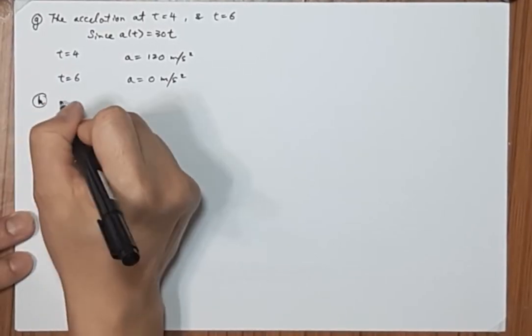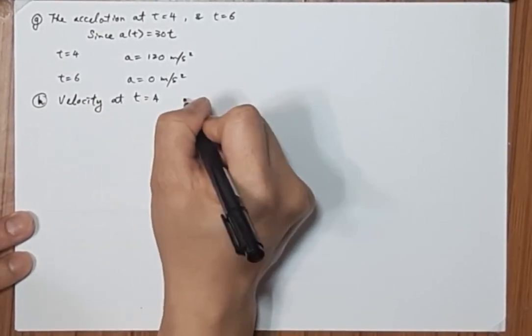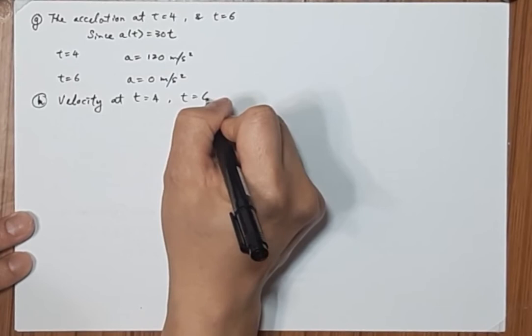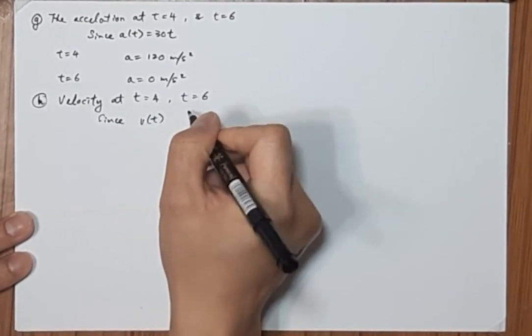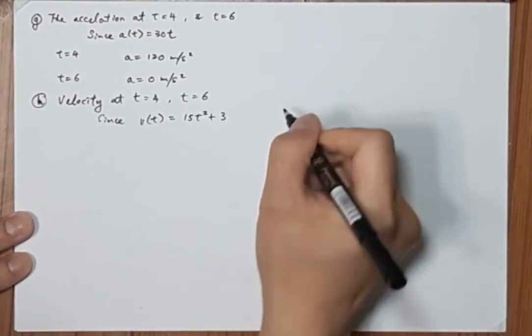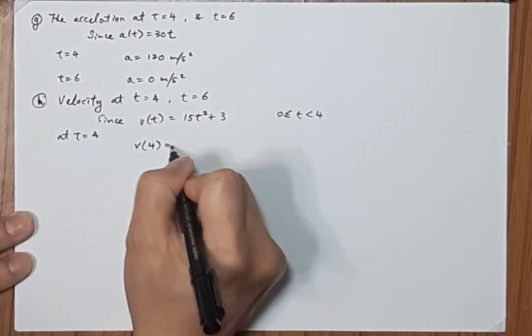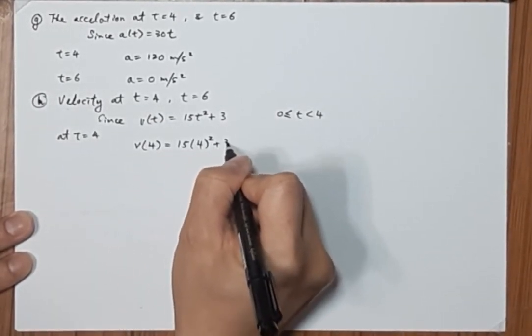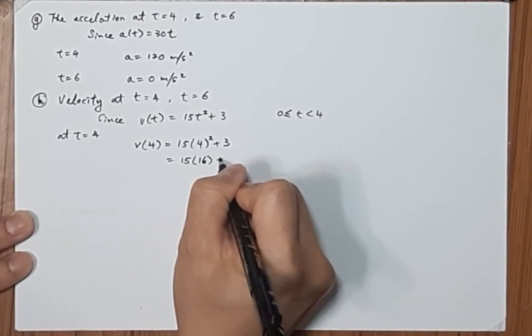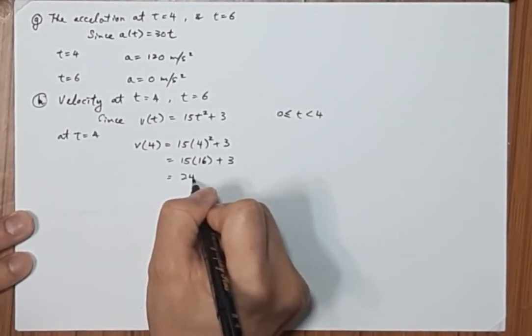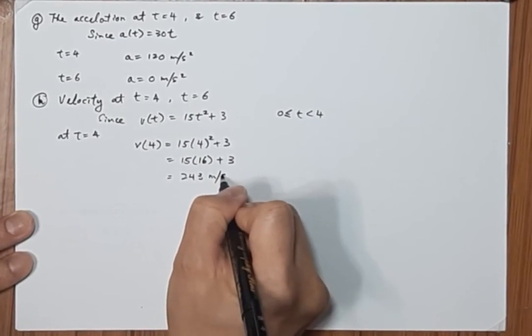In part H, we calculate the velocity at t equals 4 and t equals 6. Since v(t) is equal to 15t squared plus 3, for t from 0 to 4, at t equal to 4, v(4) is equal to 15 times 4 squared plus 3, equal to 15 times 16 plus 3, equal to 243 meters per second.